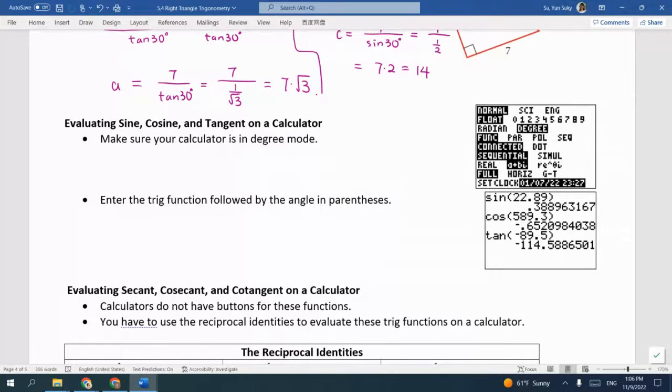Okay. How about secant, cosecant, and cotangent? Well, calculators do not have buttons for these functions. So you have to use the reciprocal identity to evaluate these functions. What is the reciprocal of secant? Cosine. What's the reciprocal of cosecant? Sine. What's the reciprocal of cotangent?